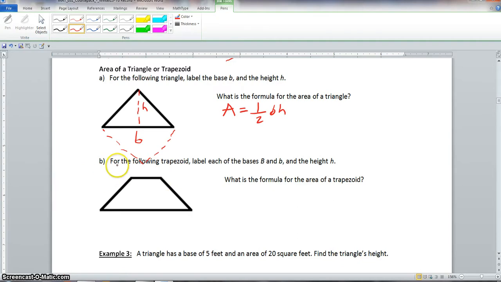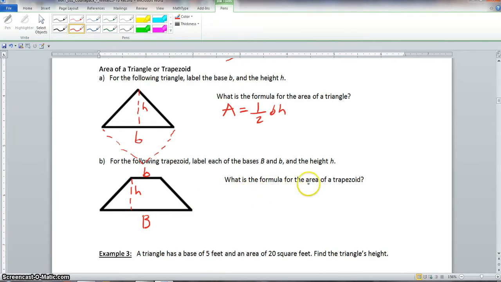Now we come here for B. It says, for the following trapezoid, label each of the bases, capital B and lowercase b, and the height h. Now finding the height is particularly easy. We just do the same thing we did with the triangle. Just go straight down here, and this is your height. Now your base. Remember, we have a larger base and a smaller base. The larger base will be your capital B, and the smaller base will be your lowercase b.